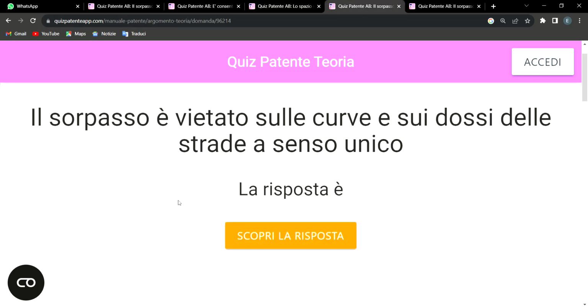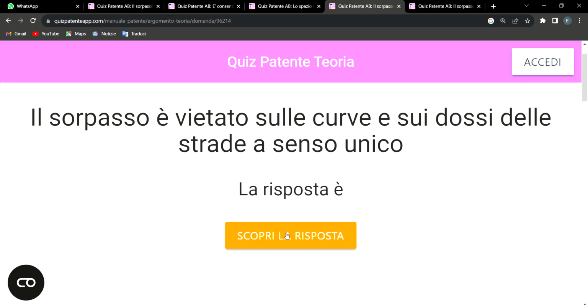So another question we have again, it says il sorpasso è vietato sulla curva e sui dossi della strada a senso unico. Now, I was explaining something to you that we are talking about road, la strada, we have doppio senso, we have senso unico. So it's now saying that il sorpasso. Now let me explain to you this very one. It says il sorpasso è vietato sulla curva e sui dossi della strada a senso unico.